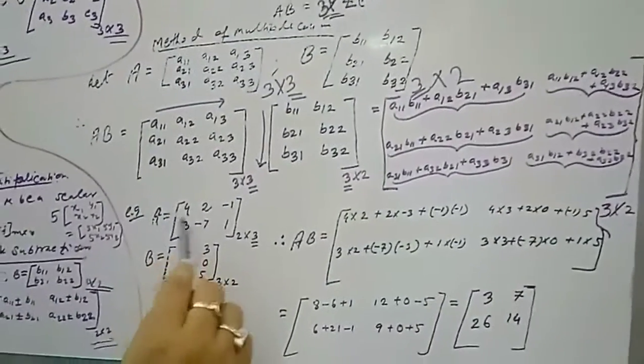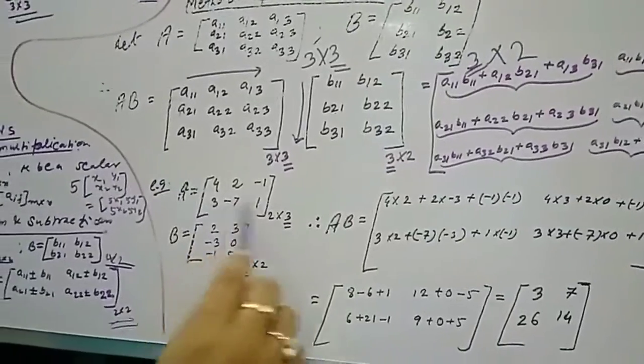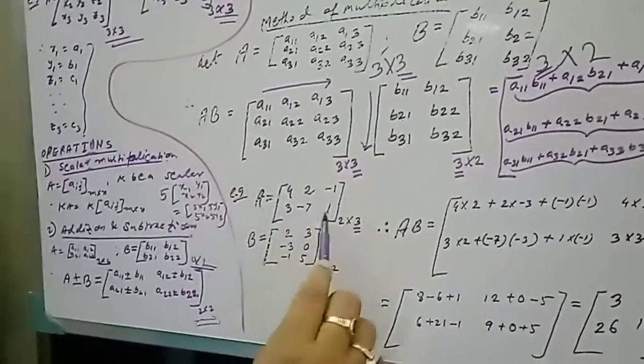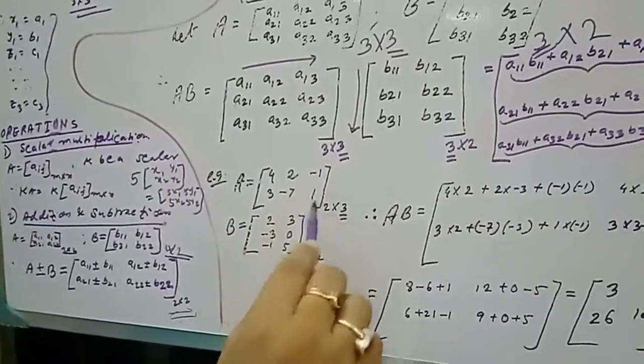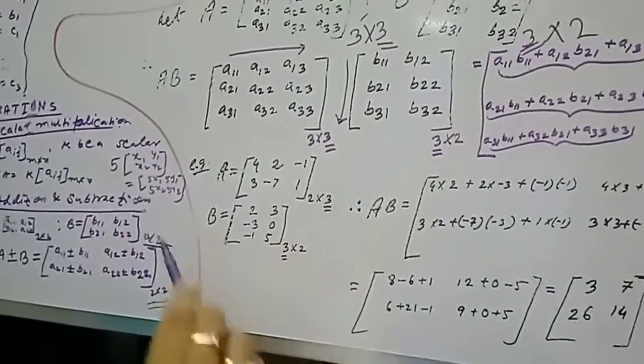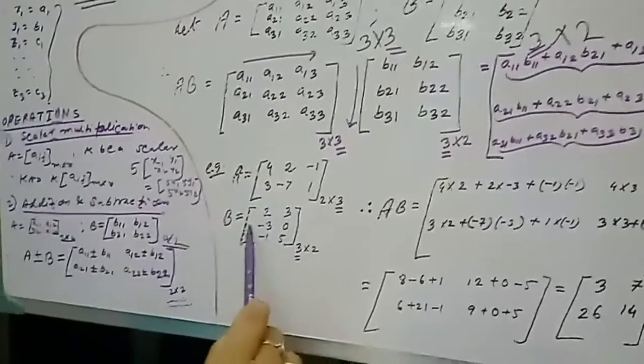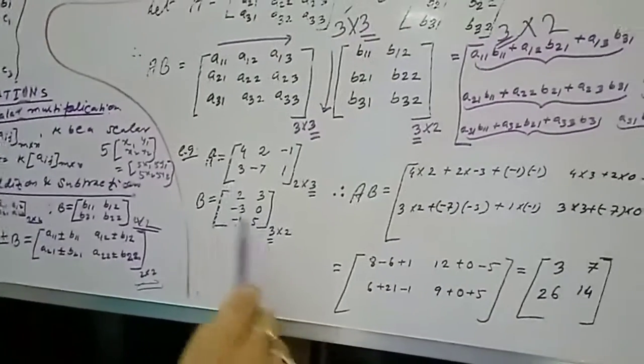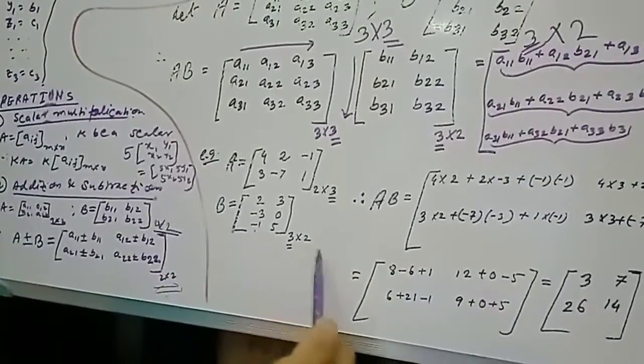Let A equal to 4, 2, minus 1 and second row is 3, minus 7, 1. How many rows are there? There are 2 rows. How many columns are there? There are 3 columns. So its order is 2 by 3. B is 2, 3, minus 3, 0, minus 1, 5. What is the order? There are 3 rows and there are 2 columns. So order is 3 by 2.